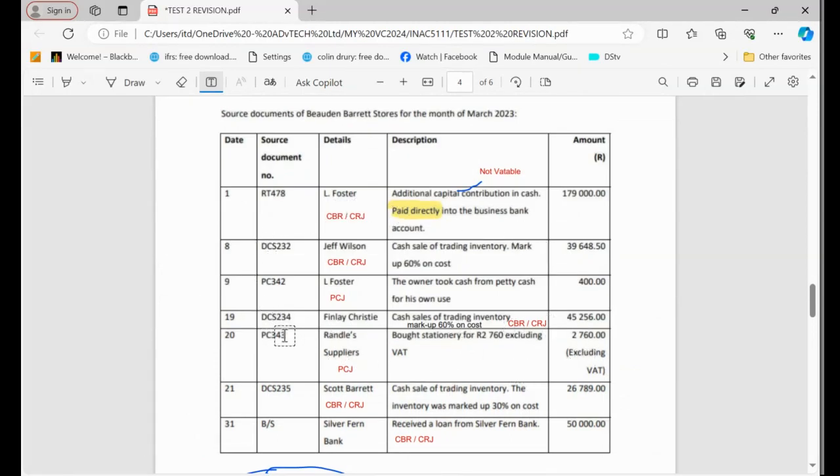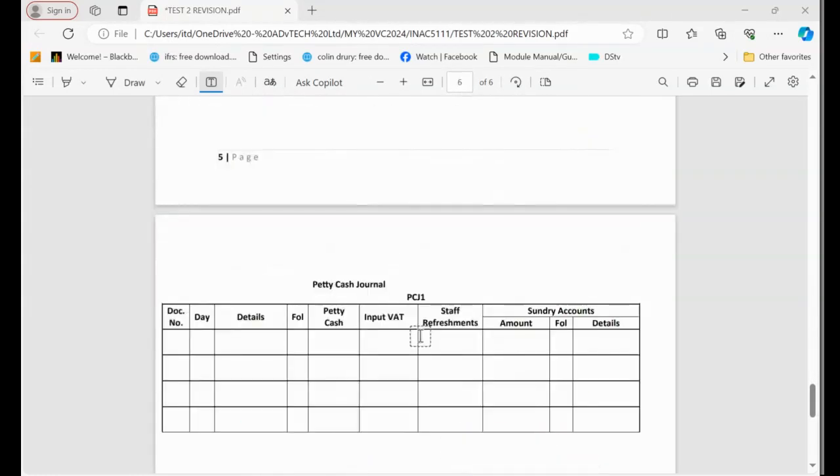Okay, so now if you can check the one on the 9th, set petty cash journal. So I'm going to come here on the 9th. PC3432. I'm going to start with that one on the 9th. So I'm going to go down there. The source document, I'm going to put it there. Can you see now? And then it's on the 9th.